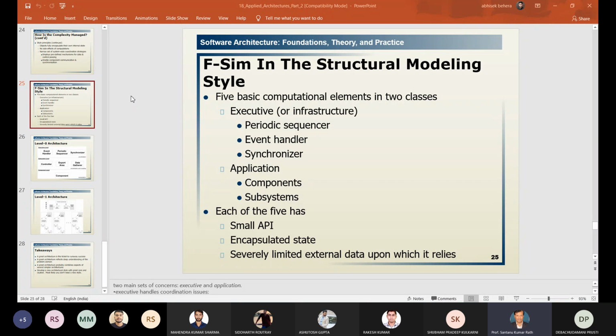For that software, they design the architecture. Here they identify the different computational elements in that simulator software. They identify the computational elements, then the sub-elements, and then they put them in level 0. Next slide, Deba.